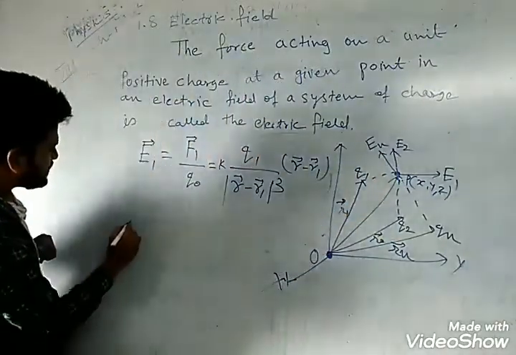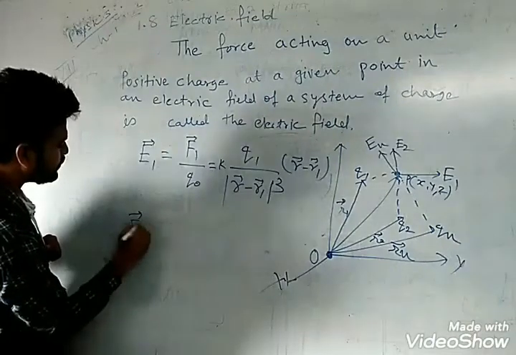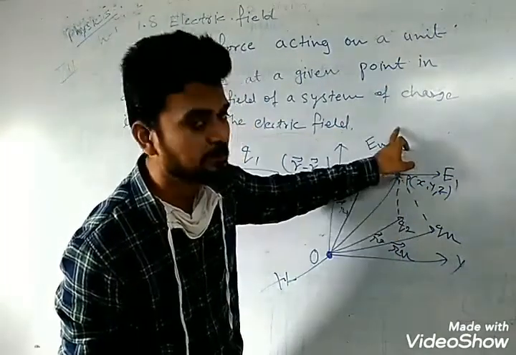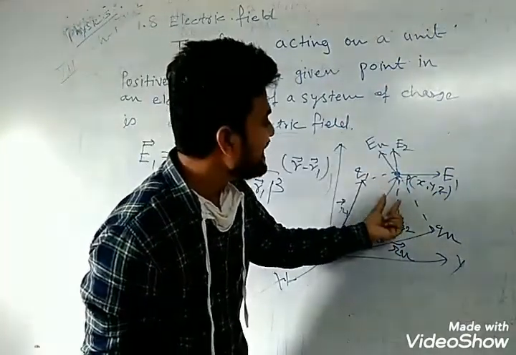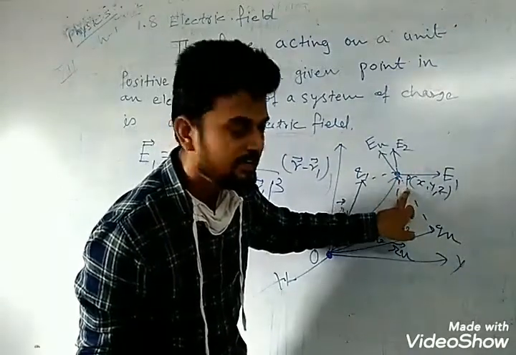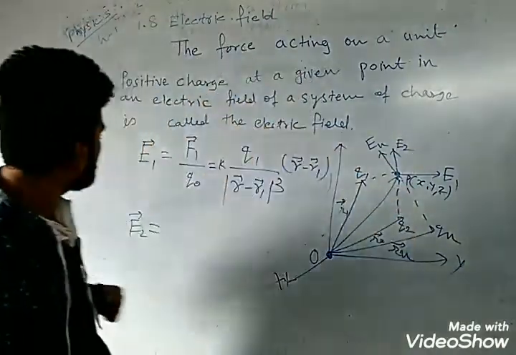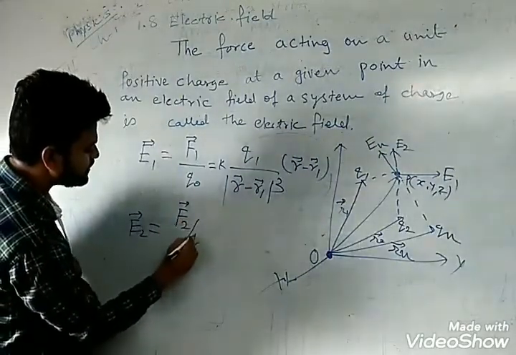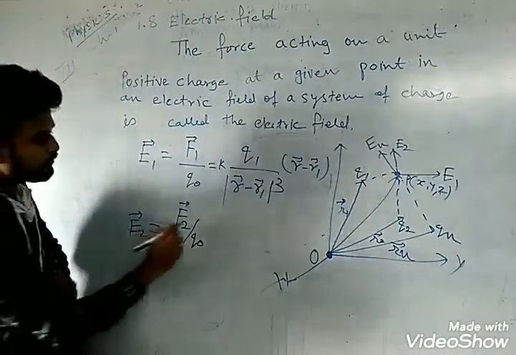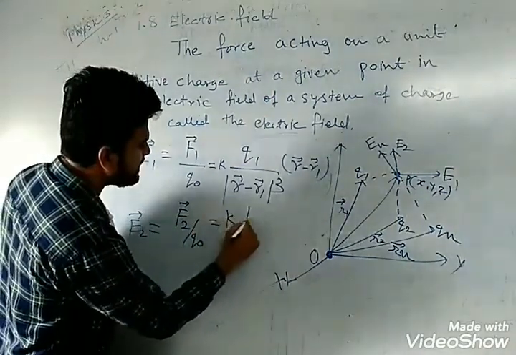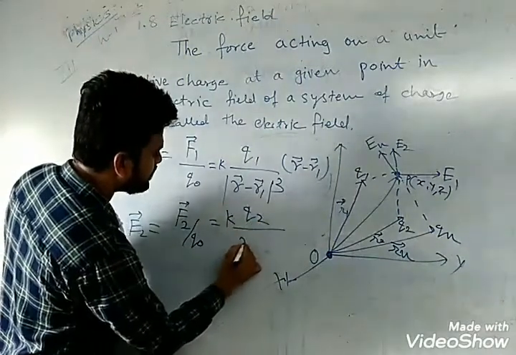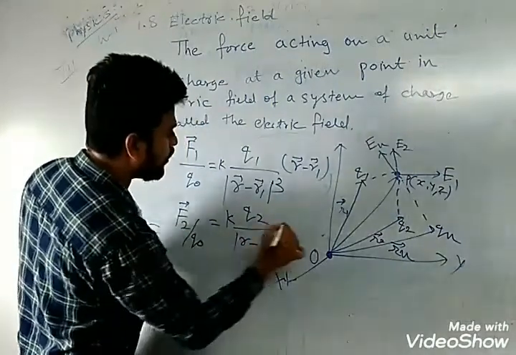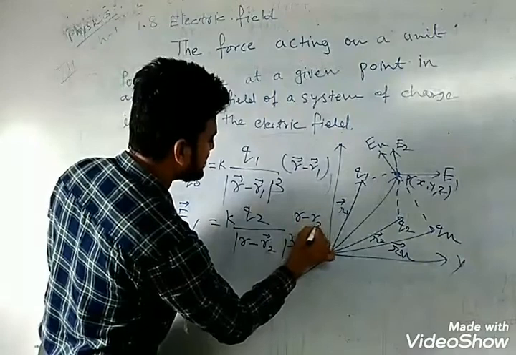Now, in the second case, for electric field 2, the direction of electric field E2 is this. The electric field at P due to Q2 is E2 equal to F2 upon Q0, equal to K Q2 upon mod of R minus R2 cubed, into R minus R2.